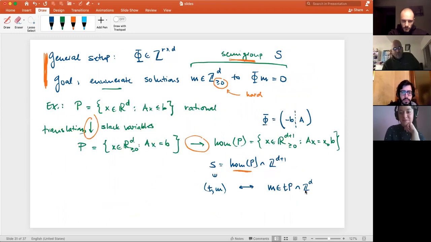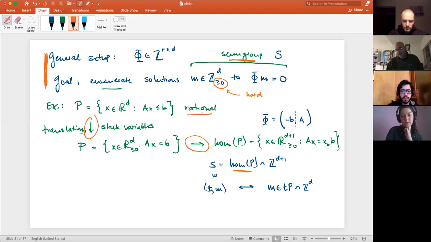And where's my polytope? Here's my polytope, and I'm not saying anything about the vertices. The only thing is my linear constraints have to have rational coordinates. And you can translate this into saying that the vertices have to have rational coordinates as well. So this setup actually applies to something more general than what you saw on Tuesday.